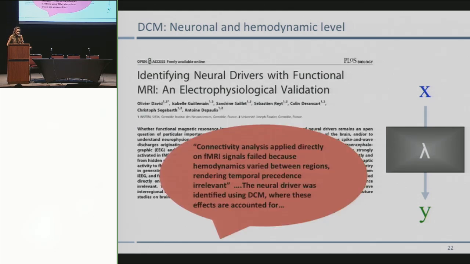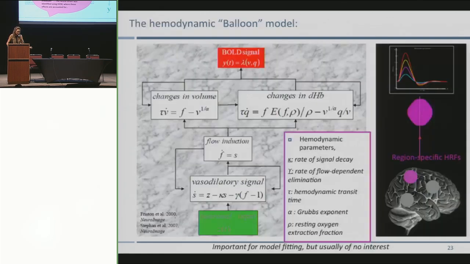But this was an interesting paper, if any of you are interested, by Olivier David, who showed in rodent electrophysiology, in both fMRI and with spiking measurements, the validation of DCM for fMRI to look at signal propagation, where we had a ground truth of electrophysiology, and showed that using temporal precedence measurements, in this particular case, the two regions he was interested in, amygdala and thalamus, had slightly different HRFs, and so making inference just on the BOLD response itself was giving you false results.